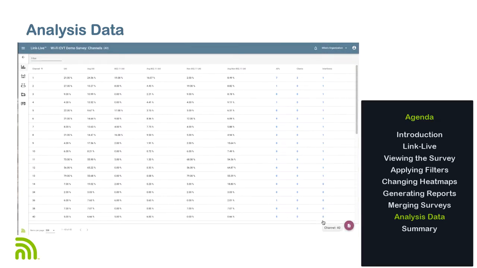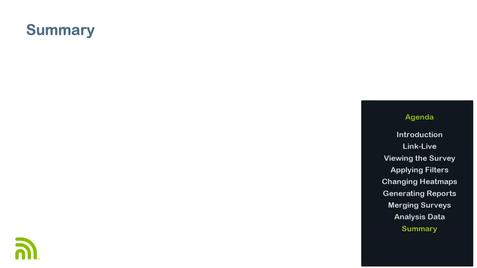As with the analysis information found in the analysis section of Link Live, you can generate both PDF reports and CSV files based on this information. To summarize the process, site survey data collected by either an AirCheck G2 or EtherScope nXG can be uploaded from anywhere at any time to Link Live.